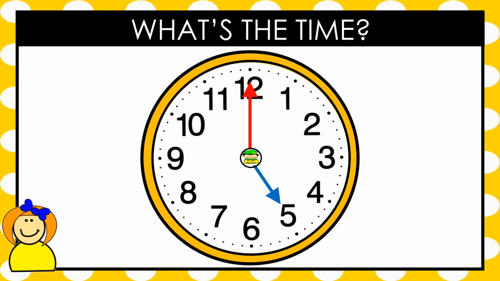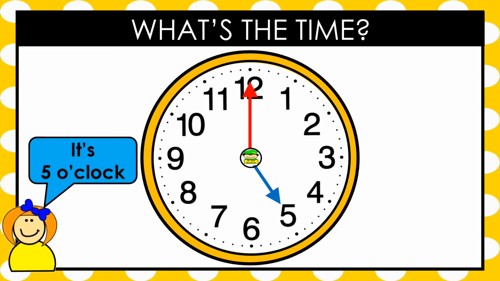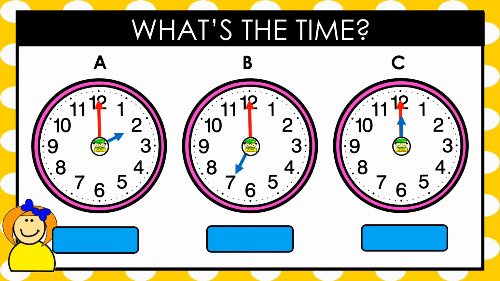In this example, we can see the hour hand is on 5 and the minute hand is on 12. Whenever the minute hand is on number 12, we say o'clock. So the time is 5 o'clock. Now you have a go. Try and work out these 3 times.